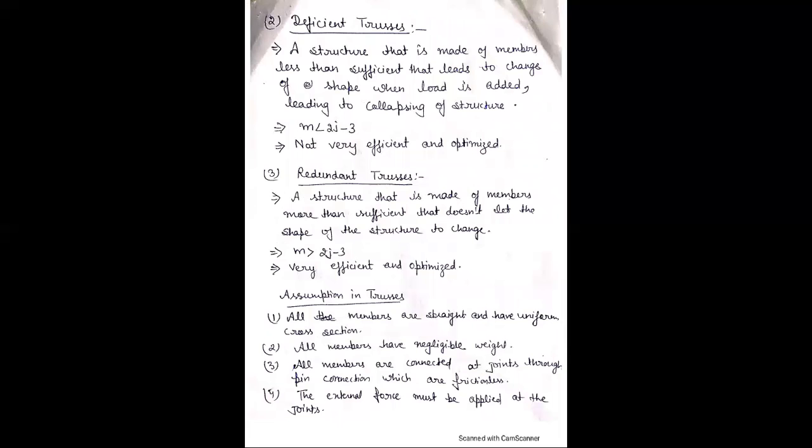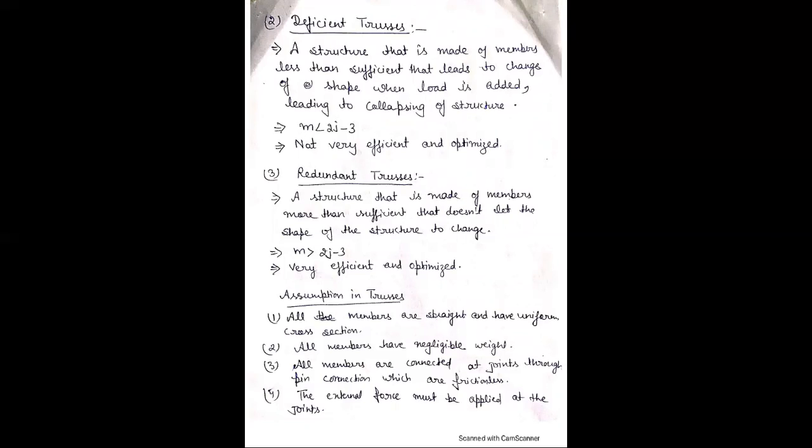And the next is the deficient truss, as is clear from its name, a structure that is made of fewer members than sufficient, which leads to a change of shape when load is added, leading to collapse of the structure. The number of members is less but the load is more. Therefore, the structure collapses; it is not efficient or optimized.